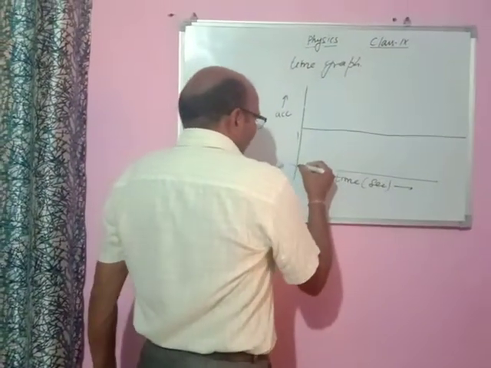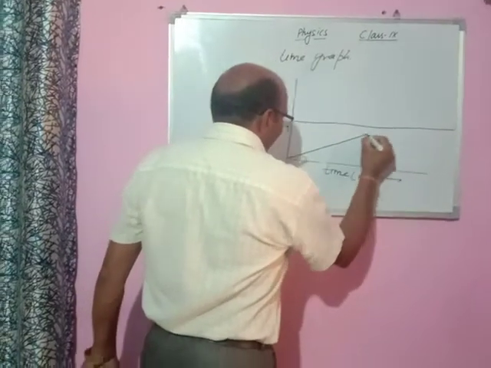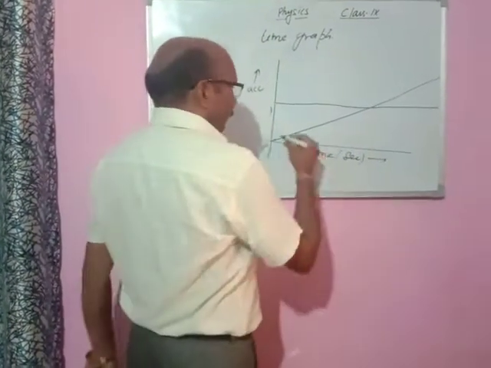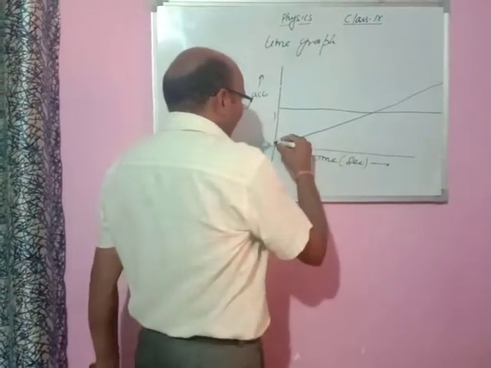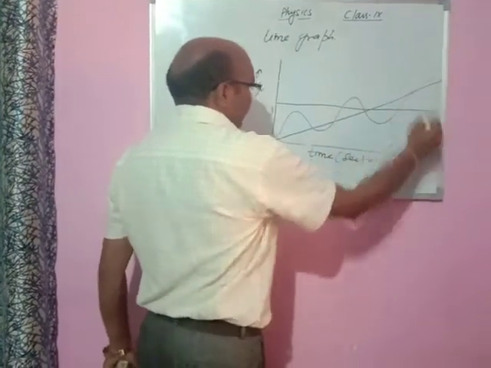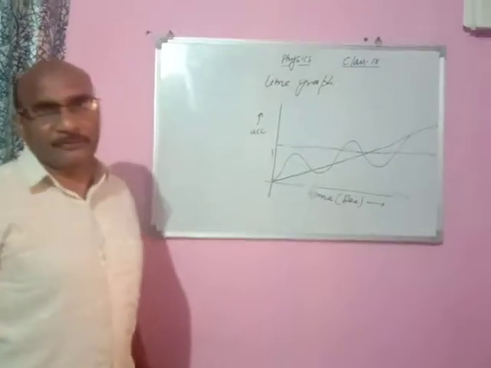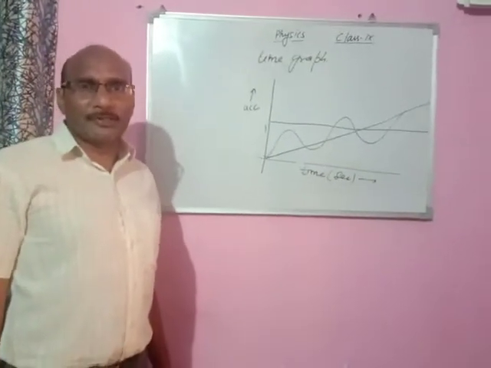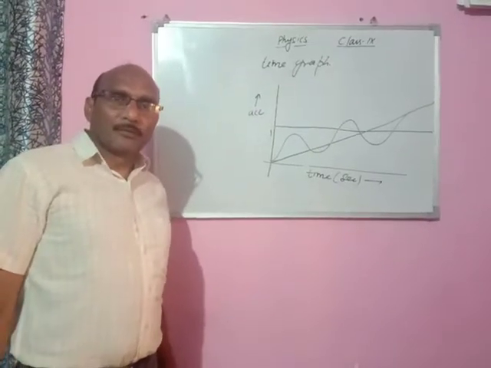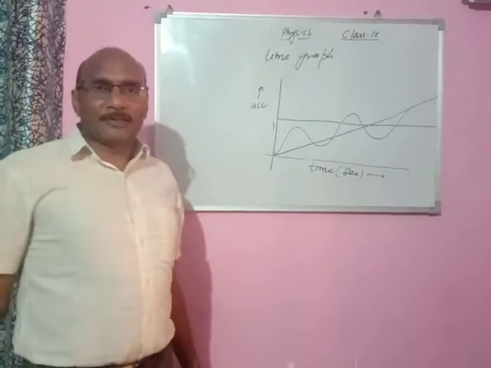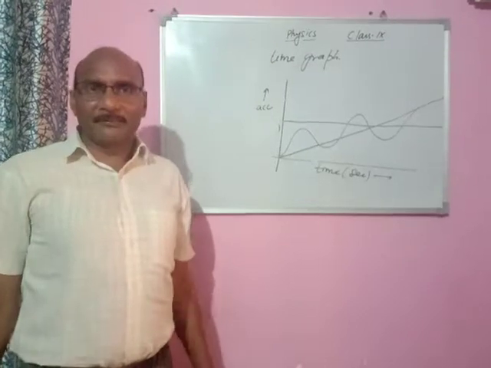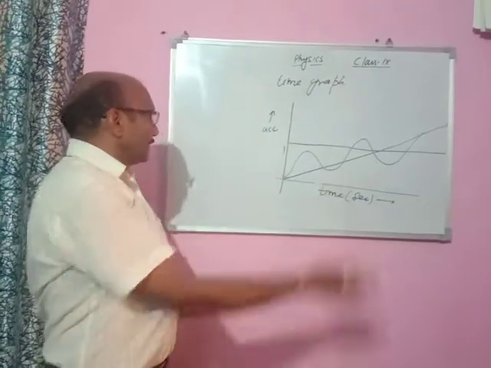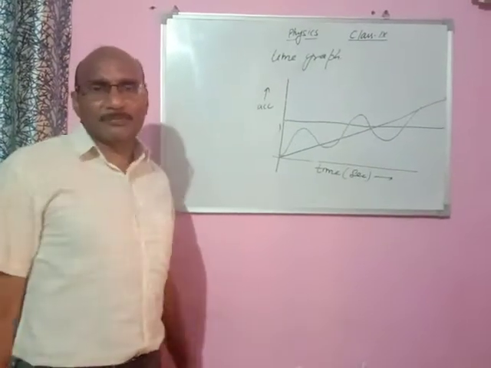Let the graph be drawn like this. Variable acceleration is increasing. Or let the graph be drawn like this. Again, variable acceleration. It means the object is not moving with uniform velocity, but sometimes its velocity is increasing and sometimes decreasing. This is also not uniform. So these are some graphs. I will discuss the graphs later.